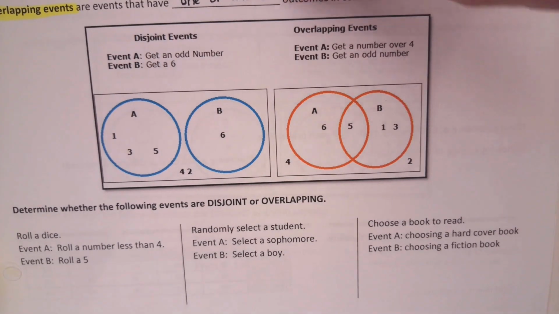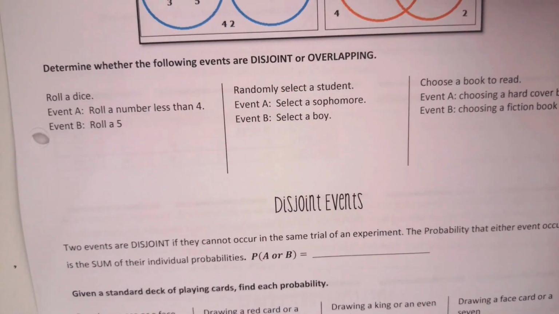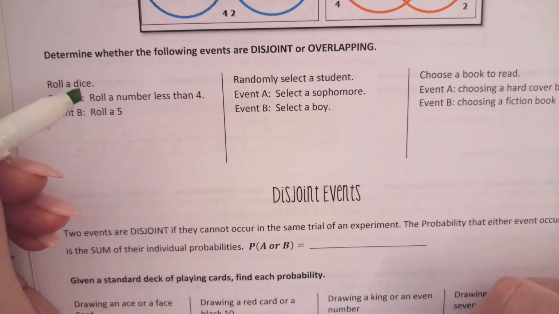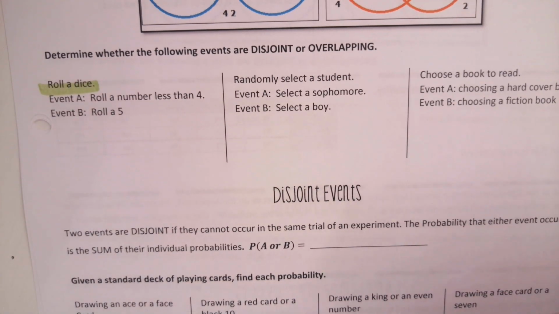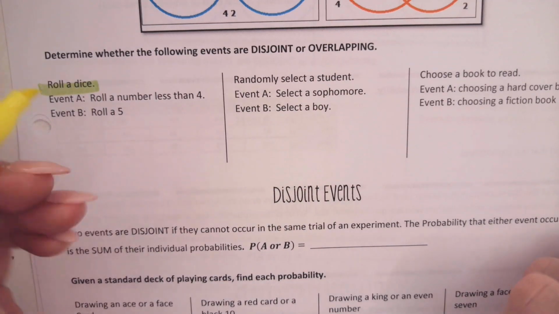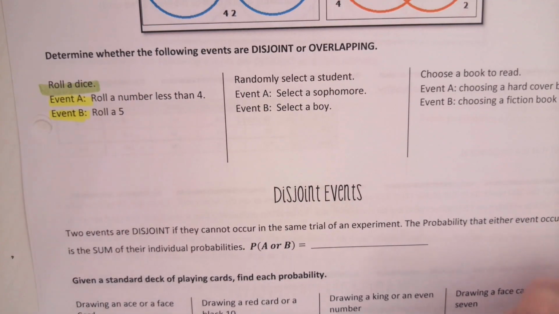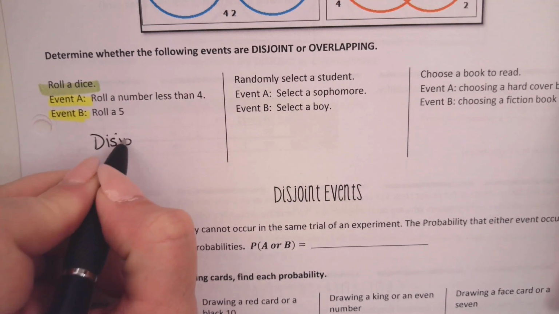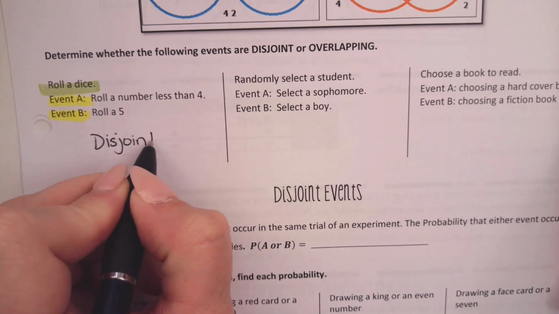Okay, let's just first figure out if we can tell whether these are disjoint, aka mutually exclusive, or overlapping. So for the first one, we're talking about rolling a die. The first event is rolling a number less than 4. The second event is rolling a 5. When it says less than 4, is it 4 and less? Or just less? Less than 4, so just 1, 2, 3. Do those have any events in common? No, so that is disjoint, or you could call it mutually exclusive. Those are synonyms.